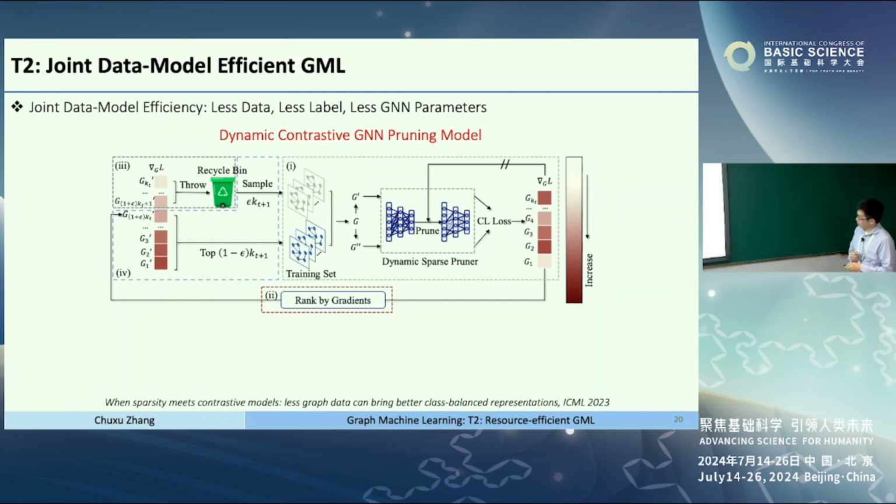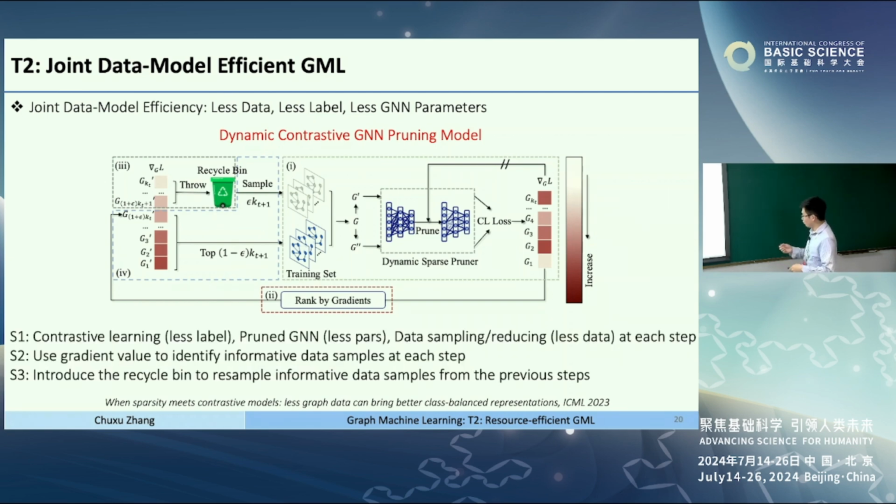Originally, we have graph data, the original input graph. Then we do some augmentation, G prime, to augment the graph. Then we use a graph neural network to do graph contrastive learning. We get the contrastive learning loss, right? After that, we compute the gradient of the loss function with respect to each data sample. Then we rank each data sample based on the magnitude of the gradient. We only sample the set of data samples with the largest gradient magnitude to train the model in the next epochs.